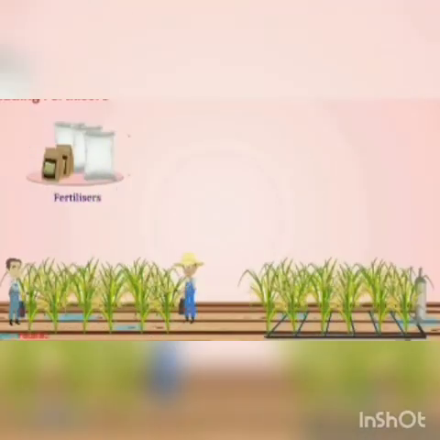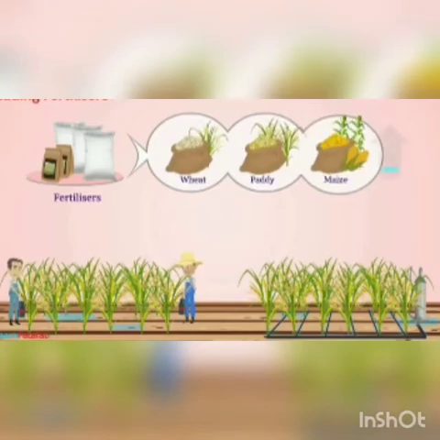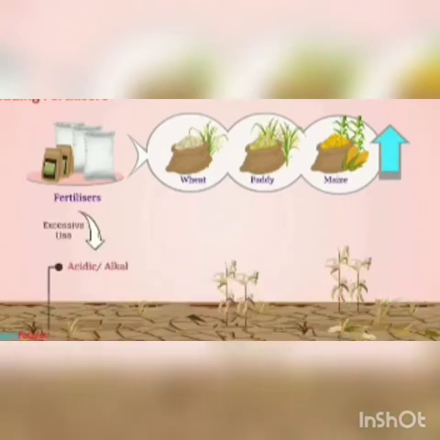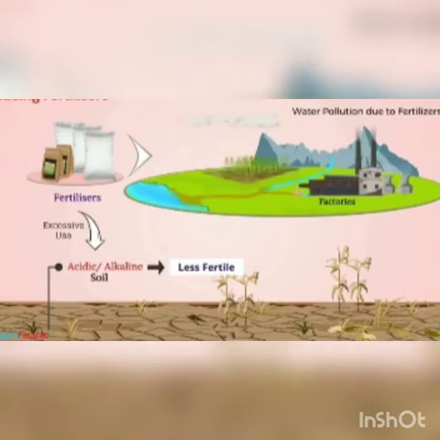Using fertilizers, the production of wheat, paddy, and maize is significantly improved. However, due to excessive use of fertilizers, soil becomes acidic or alkaline, because of which soil becomes less fertile. Fertilizers also cause water pollution by entering into river water from factories or with rainwater from fields.